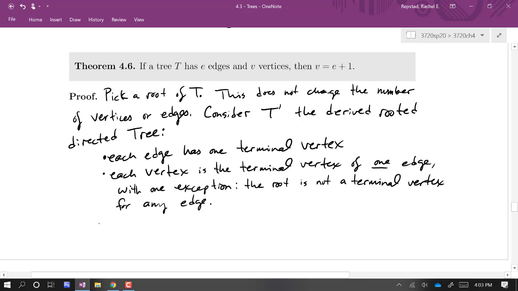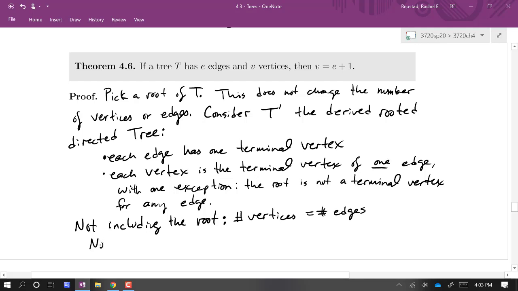So now, not including the root, if we just don't consider that vertex for a moment. If we don't include the root, then that means that the number of vertices is equal to the number of edges. Now if we throw in the root, then the number of vertices is the number of edges plus 1, as desired.